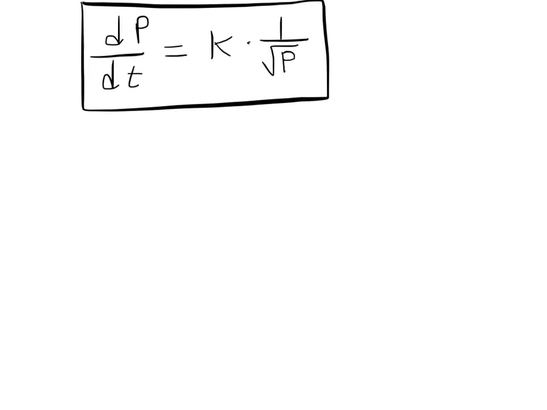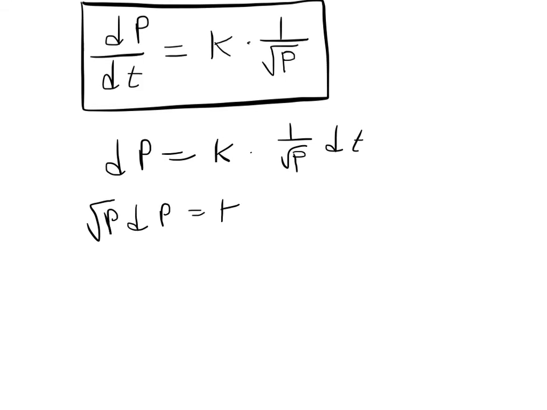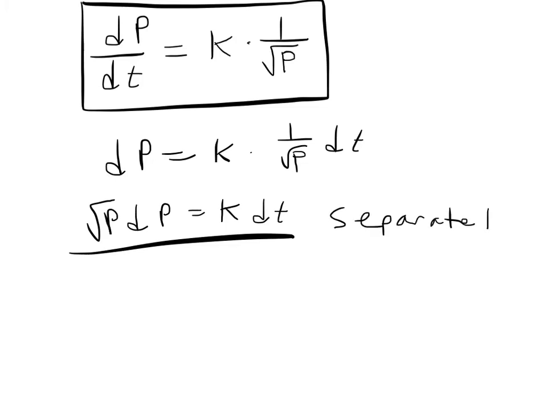The first step was multiplying the dt over, so you'd have dp equals k times 1 over root p dt. The next step is separating variables. So separating variables just means we need to move the square root of p over. So you'd have the square root of p dp equals k dt. And at that point, it's been separated, right? At that point, you take the antiderivative of both sides. Again, I'm going to stop myself here and not go any further into it.